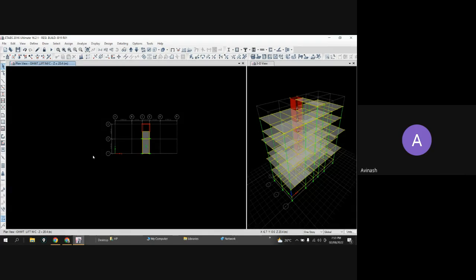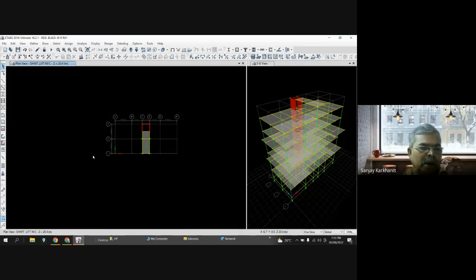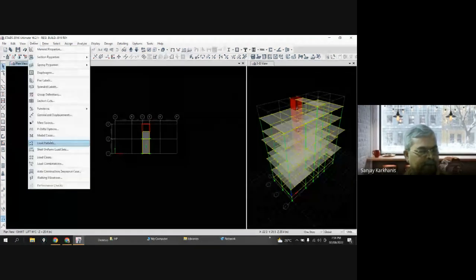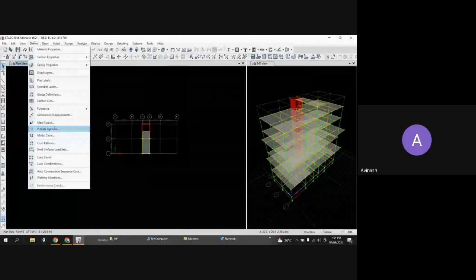Yes, sir. So how you will give the instruction to the software that whatever function that you have defined is to be applied in X direction and what's in Y direction. So that you can do with this. Go to define and now go to where load case. Yes, sir. Clear?